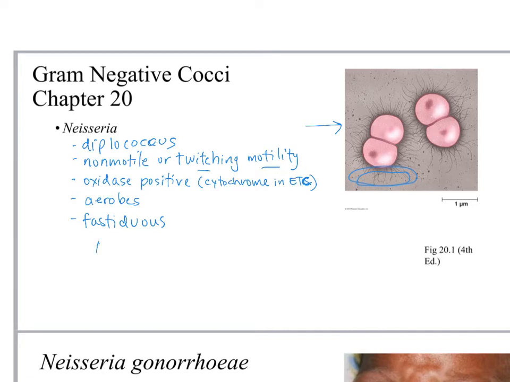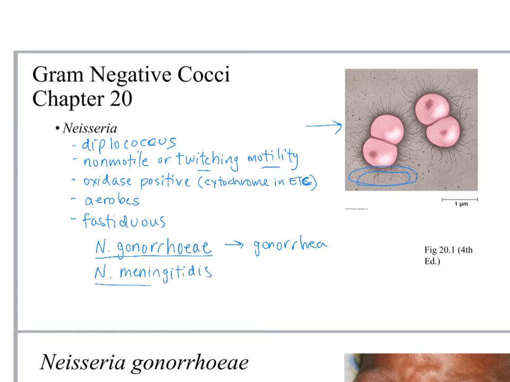And the two species that we're going to talk about are Neisseria gonorrhoeae, causative agent of gonorrhea, and probably the most difficult to spell of any of the organisms that we'll come in contact with. Also referred to as gonococcus in the literature some places, or used to be. And then there's Neisseria meningitidis.